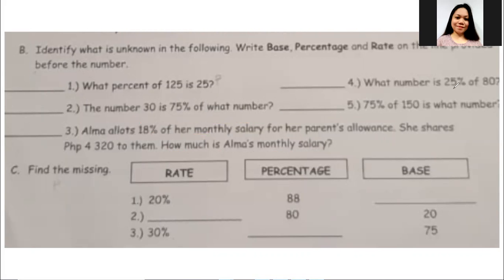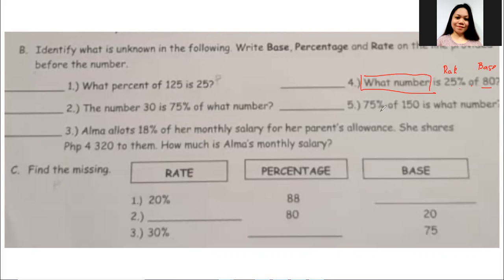What number is 25% of 80? So there's a percent here. This is the rate. Of 80, so this is your base, because that's afterward of. So therefore, by elimination, you're looking for the percentage.